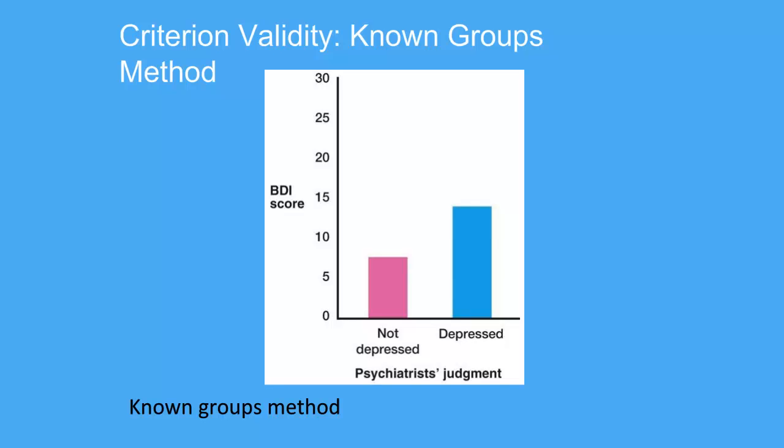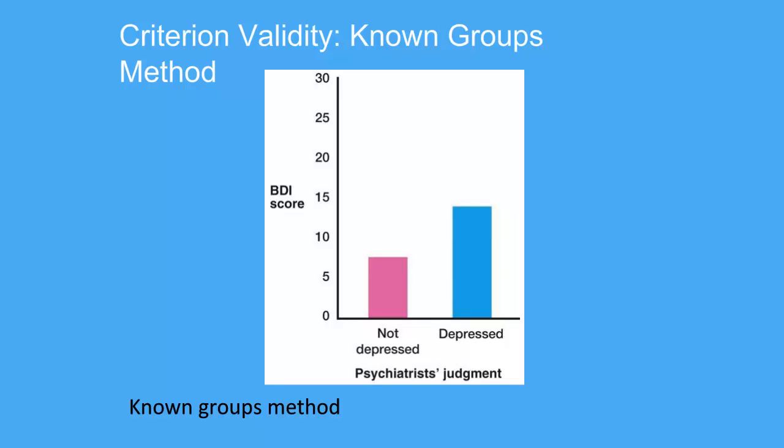In the last slide, when discussing criterion validity, we looked at a correlational method. So that's what we're used to. We want to know the relationship between two different measures, or a measure and a behavior, or whatever the specific instance is. We can also investigate criterion validity using the known groups method.